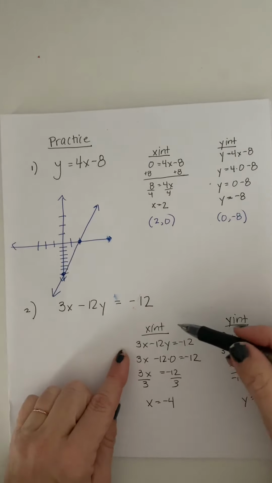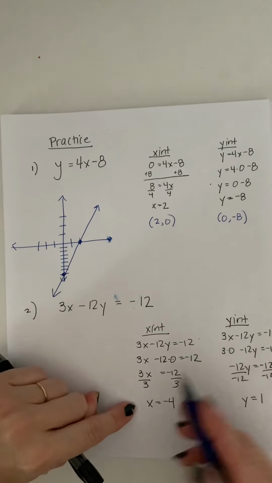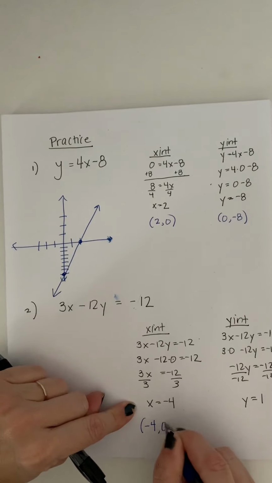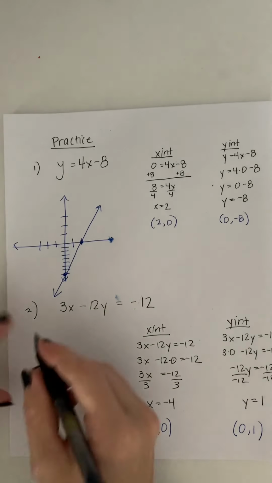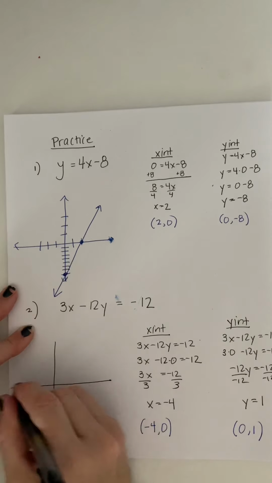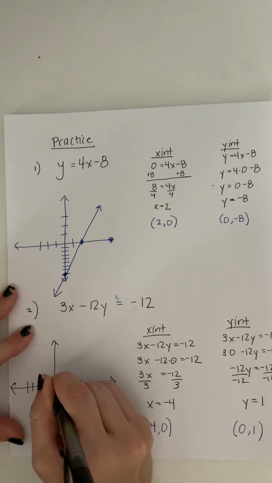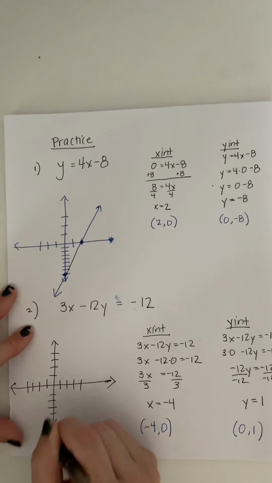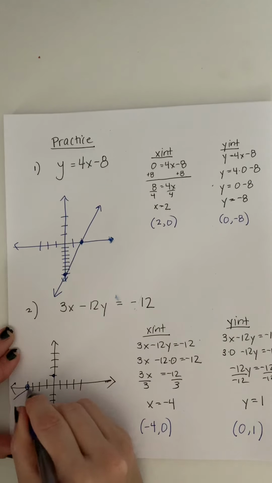Okay, so to find the x-intercept, I wrote down the equation. I plugged in 0 for y. I solved for x, so my x-intercept is negative 4, 0. For my y-intercept, I wrote down my equation. I plugged in 0 for x and solved for y. I got y equals 1, positive 1. Be careful of your signs. So that's going to be 0, 1. Go over and graph. So I've got negative 4 for the x, 0, 1 for the y, and we look like this.